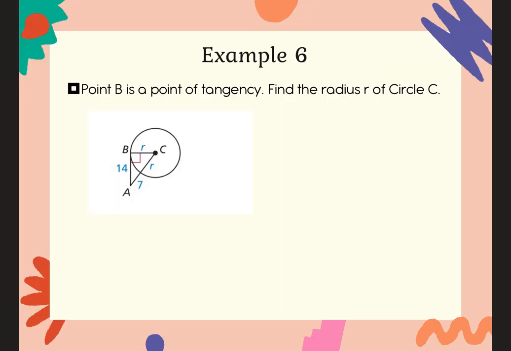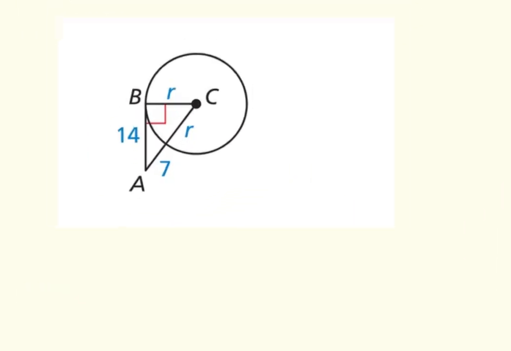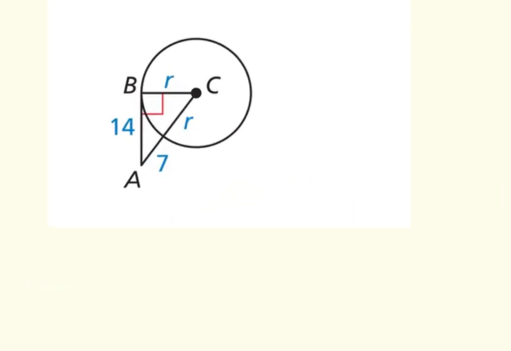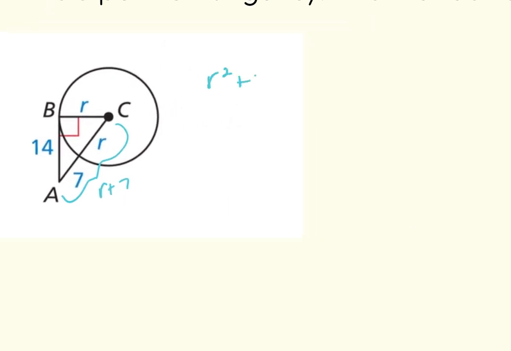All right, example 6. Point B is the point of tangency. Find the radius of circle C. You do this one. All right, so much like the last one, you're given the R for the radius and then the R and the 7 on the outside. This whole side would be R plus 7. So then R squared plus 14 squared would equal R plus 7 squared.